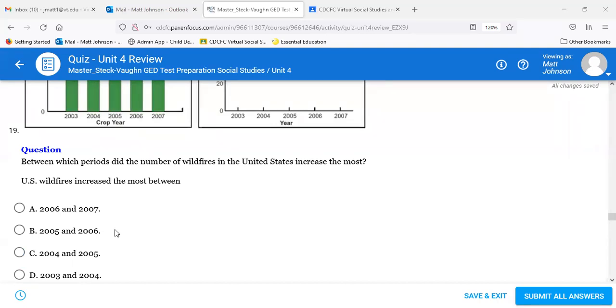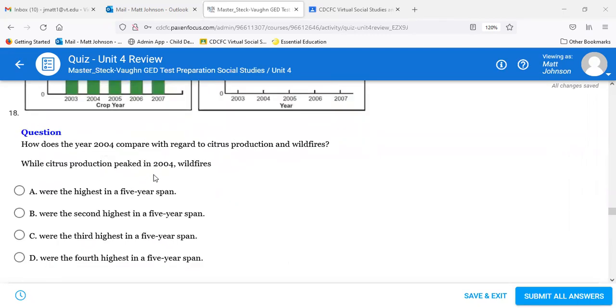It looked like it's the third highest. On the right question. Oh, okay, 18. The third highest in a 5-year span. Yes, C. So 18, C as in cat.